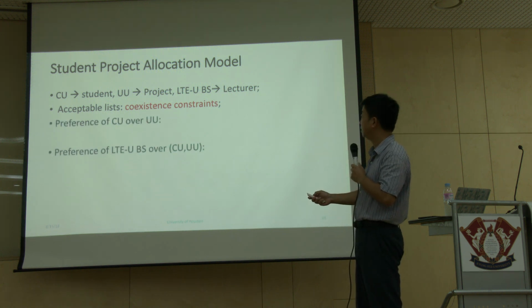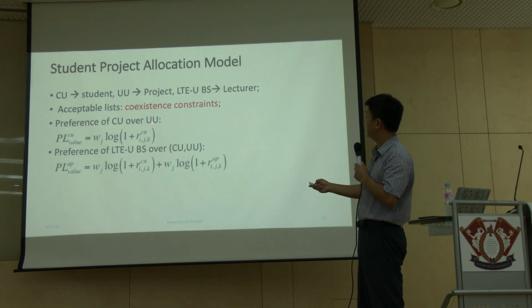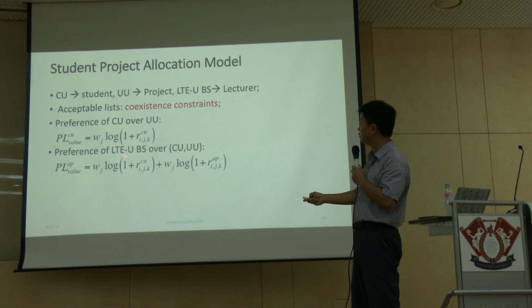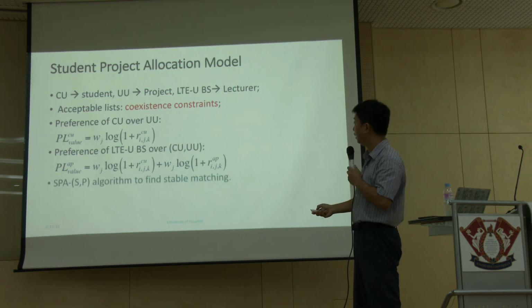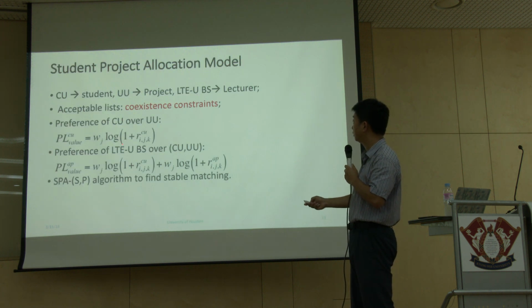So basically we have the preference list of the cell phone user over the unlicensed user, which is a capacity. On the other hand, we have the preference of the base station. The lecturer also has a preference, which is a combination of cell phone user and unlicensed user. And then we have the student project allocation to find the stable one.